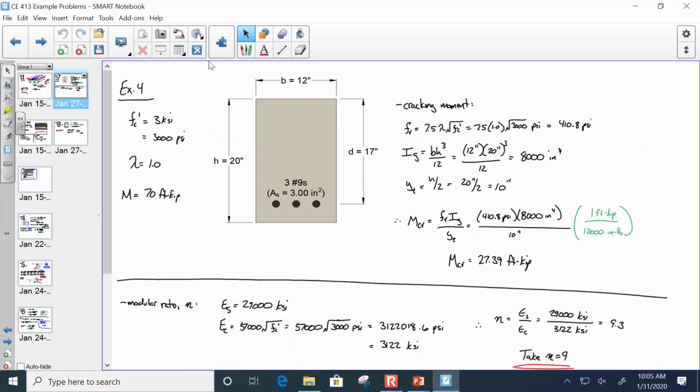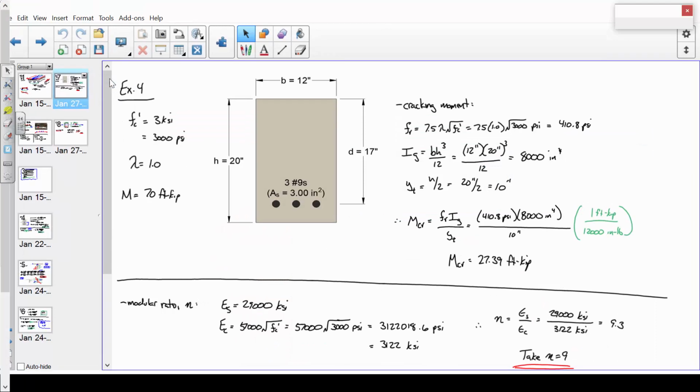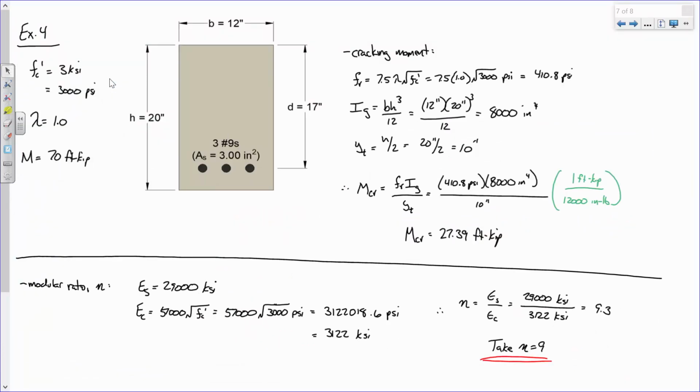Now, one of the first things that we did when we did our math is we said, okay, it's subjected to a bending moment of 70 foot-kips. Are we actually in stage 2 behavior? Has the beam cracked? It's a simple determination. You just compute your cracking moment.